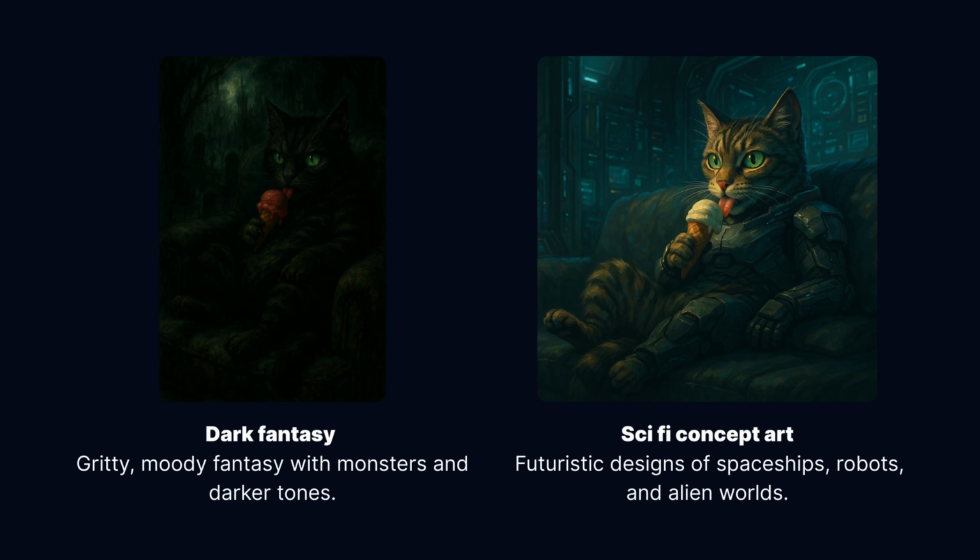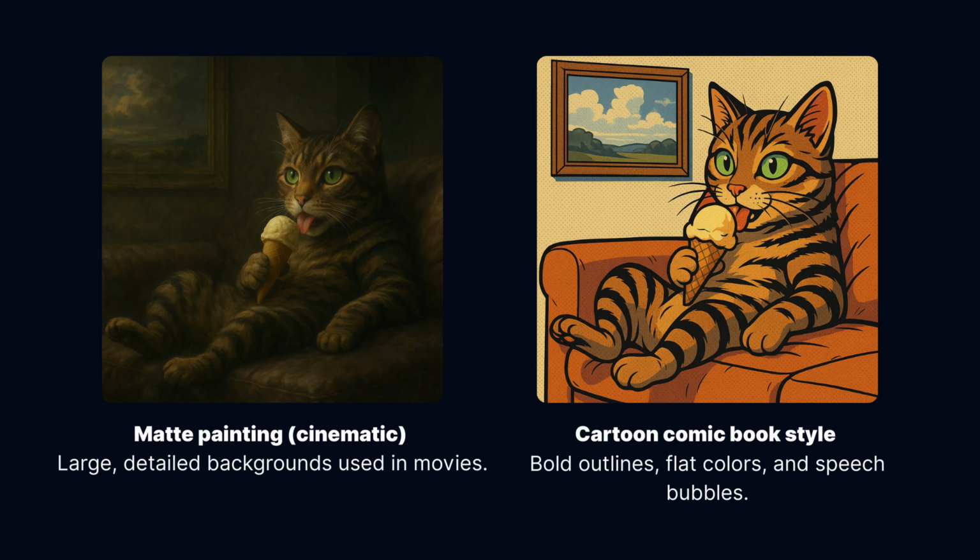And then we move to dark fantasy, gritty, moody fantasy with monsters and darker tones. And then of course sci-fi concept art, futuristic designs of spaceships, robots, and alien worlds. We move on to matte painting, cinematic, large detail backgrounds used in movies. And next to that, cartoon comic book style, bold outlines, flat colors, and speech bubbles.